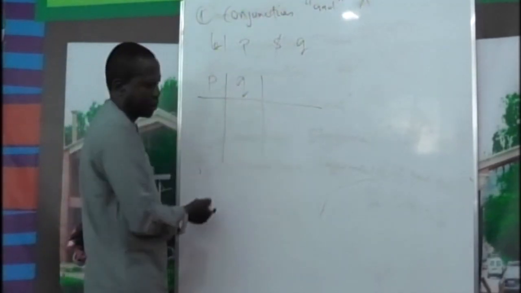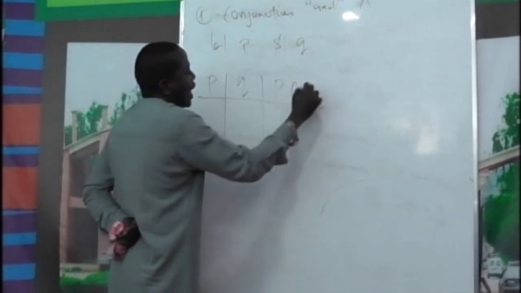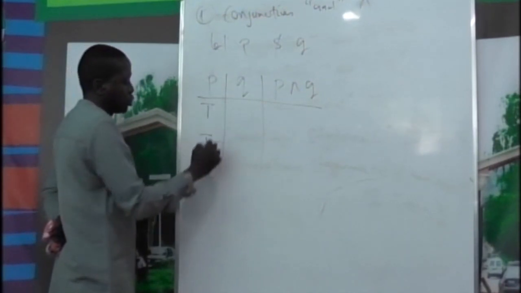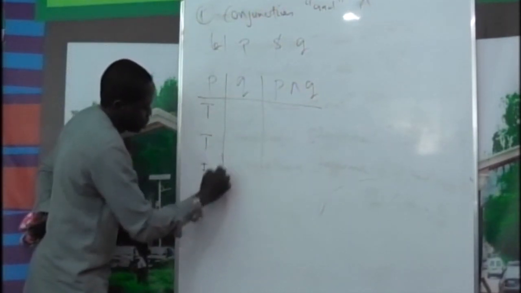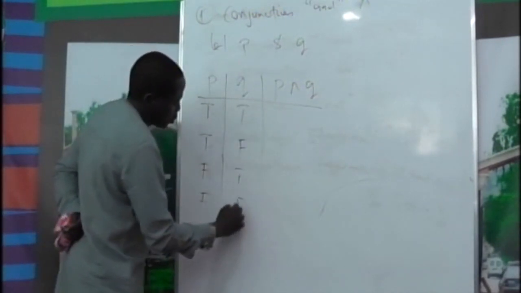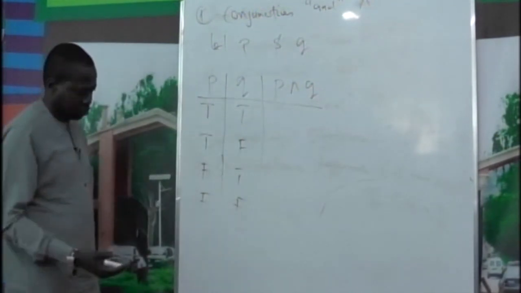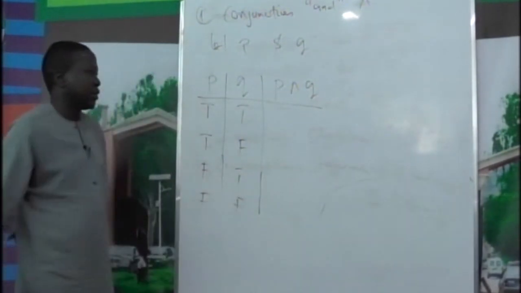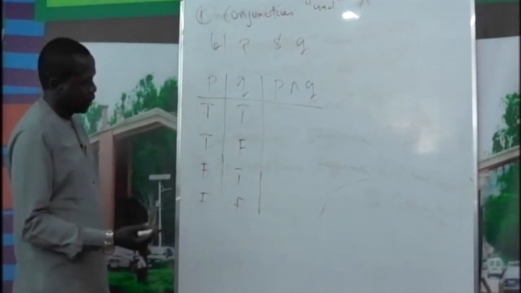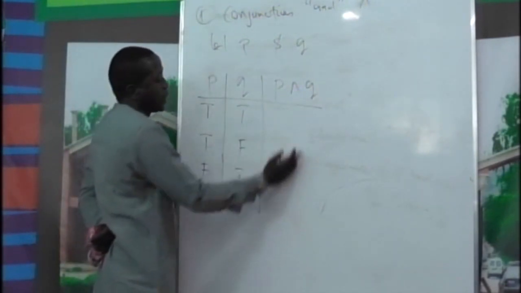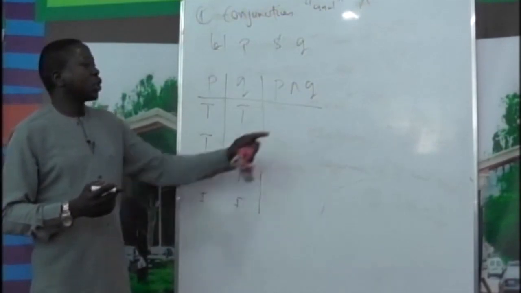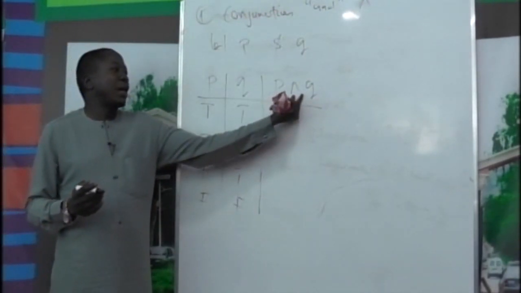If I have P here, I have Q here. I want to find P and Q. And here, I have true, true, false, false. And here I have true, false, true, false. These two things are constant. They are like that anytime you are dealing with two statements. Now, how do I fill this place? You don't need to memorize anything in this case. You just try to understand what we mean by it.